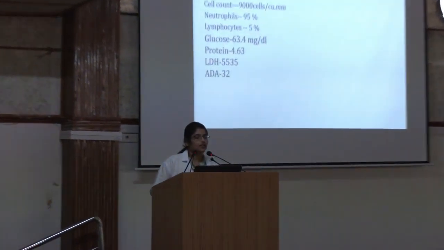Pleural fluid analysis: cell count is 9,000 cells, neutrophils 95%, lymphocytes 5%, glucose 63.4 mg/dl, protein 4.63 g/dl, LDH 5,535 international units, ADA 32 units per liter. No malignant cells seen. CBNAAT is positive and rifampicin sensitive. AFB smear positive for acid-fast bacilli 2+. KOH is negative for fungal elements. Culture and sensitivity: no bacterial growth. Smear is from the fluid or the expectoration? No sir, fluid.